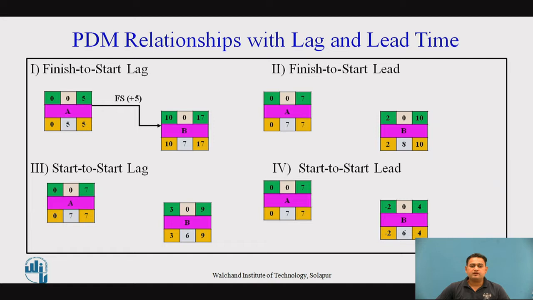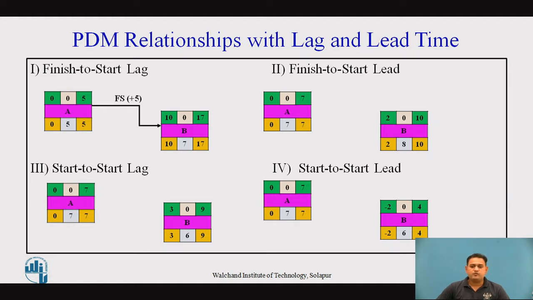And if we see the relationship as well as lag, there is a plus 5. So 5 plus 5, it's a 10. So now the earliest starting time of B is now 10. And 10 plus 7, 7 is the duration of activity B. So it's a 17, that is the earliest finishing time.